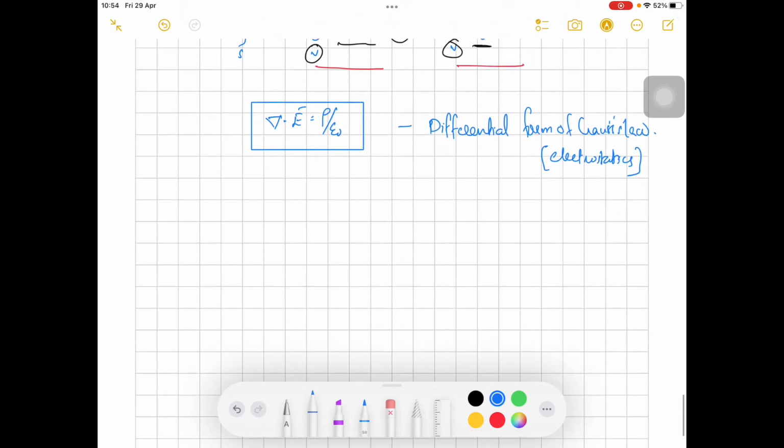Okay, in the same sense, there is a differential form of Gauss's law also in the case of magnetostatics, the magnetism. Okay, in the case of a magnetic material, if you are considering a magnet, if you break that magnet, a magnet is having two poles, right? Suppose this is a rectangular magnet, this is north pole and this is south pole. If you break this here, you will get two small magnets.